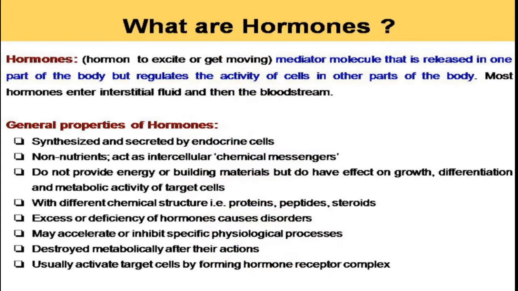In the previous slides, we have read about the endocrine glands that secrete hormones. So what are these hormones? Hormones are mediator molecules that are released in one part of the body but regulate the activity of cells in other parts of the body. Most hormones enter interstitial fluid and then the bloodstream.